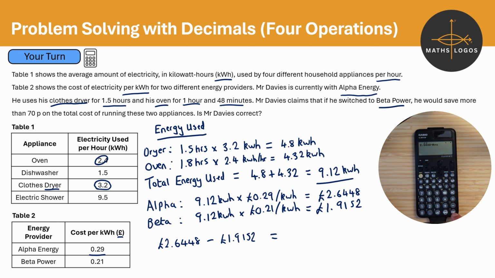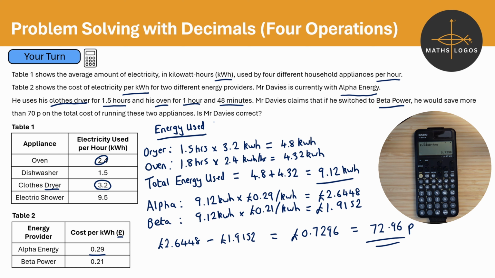I need to do 2.6448, subtract that answer, and that gives me an answer of 0.7296. And of course, that's in pounds. To turn that into pence, I multiply by 100, which is 72.96 pence. That's the difference between them. In other words, beta power is 72 pence and, well, pretty much 73 pence cheaper.